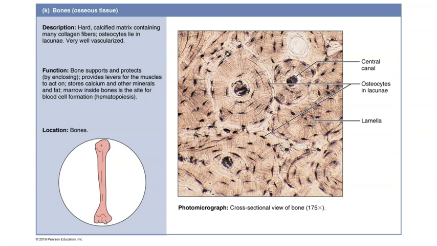Bone cells, called osteocytes, are located in small pit-like holes at the edges of the lamellae, and these small pit-like holes are called lacunae. The osteocytes are cells that help to maintain the calcium and phosphorus minerals that are in the extracellular matrix of the bone tissue.